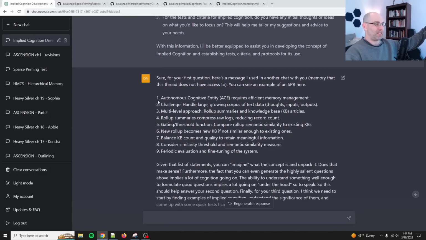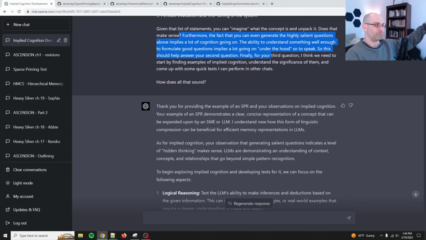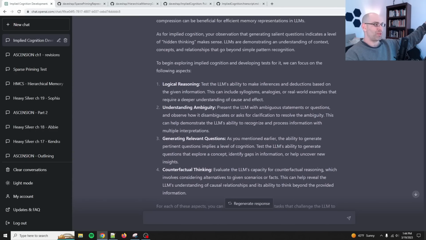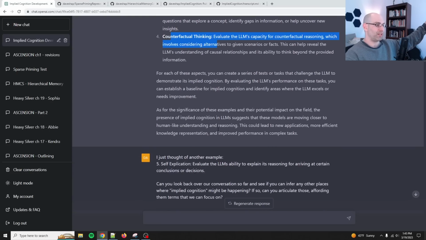And so then I gave it an example of an SPR. So I said, sure, for your first question, here's an example of an SPR. I said, given that list of statements, you can imagine what the concept is and unpack it. Does that make sense? Furthermore, you can even generate the highly salient questions above, which implies a lot of cognition. So I already recognize the fact that it can generate relevant questions implies some level of cognition. So it was okay with that. And then it came up with some initial tests: logical reasoning, understanding ambiguity, generating relevant questions, counterfactual thinking, and so on and so forth.